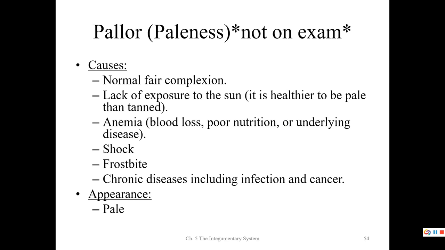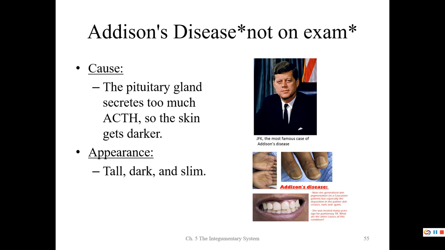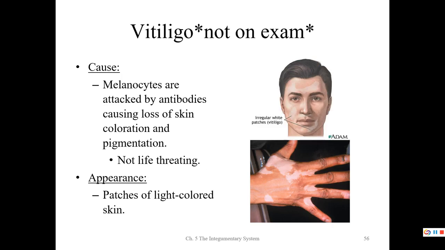You look pale. Addison's disease causes darkness of the skin. The pituitary gland secretes too much adrenocorticotropic hormone, ACTH, so skin gets darker. So you're tall, dark, and very slim. The most famous case of Addison's was actually JFK. Vitiligo is when melanocytes are attacked by antibodies, causing skin to lose coloration and pigmentation. It's not life-threatening, but you get patches of light-colored skin on the body.